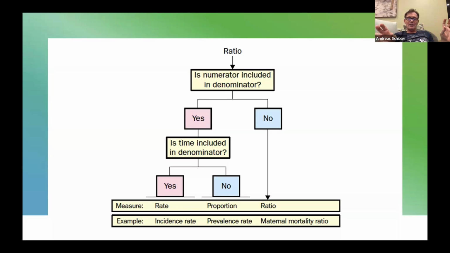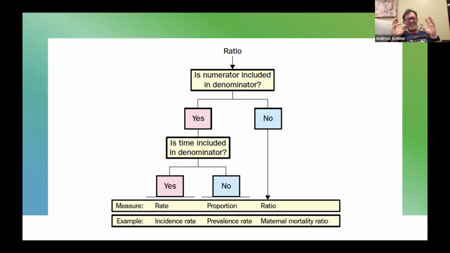If it's included in the denominator, it is telling you a different outcome measure. If it is included, if you say yes, it's a rate, for example, the incidence rate. That means how many patients out of a total population have fulfilled a certain criteria. And then you say, okay, 10 out of 20 have fulfilled that rate. If it's not included in the denominator, then you have a proportion and you get a prevalence rate.